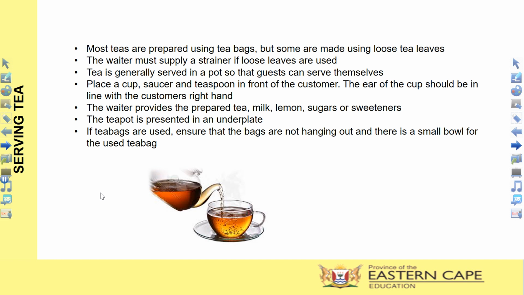Tea is generally served in a pot so that the guest can serve themselves. As a waiter, you need to place the cup, the saucer, and the teaspoon in front of the customer. The ear of the cup should be in line with the customer's right hand. The waiter then puts on the table the milk, the lemon, the sugar, as well as the sweetener.